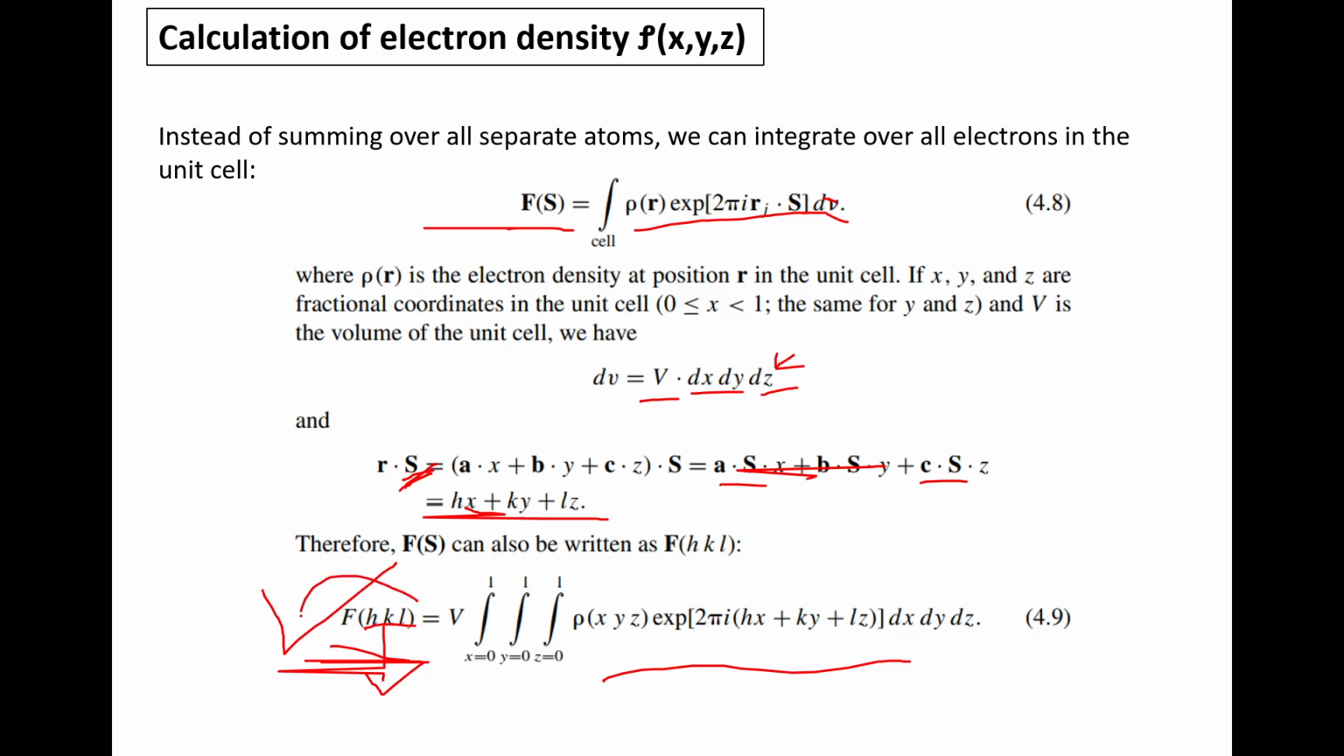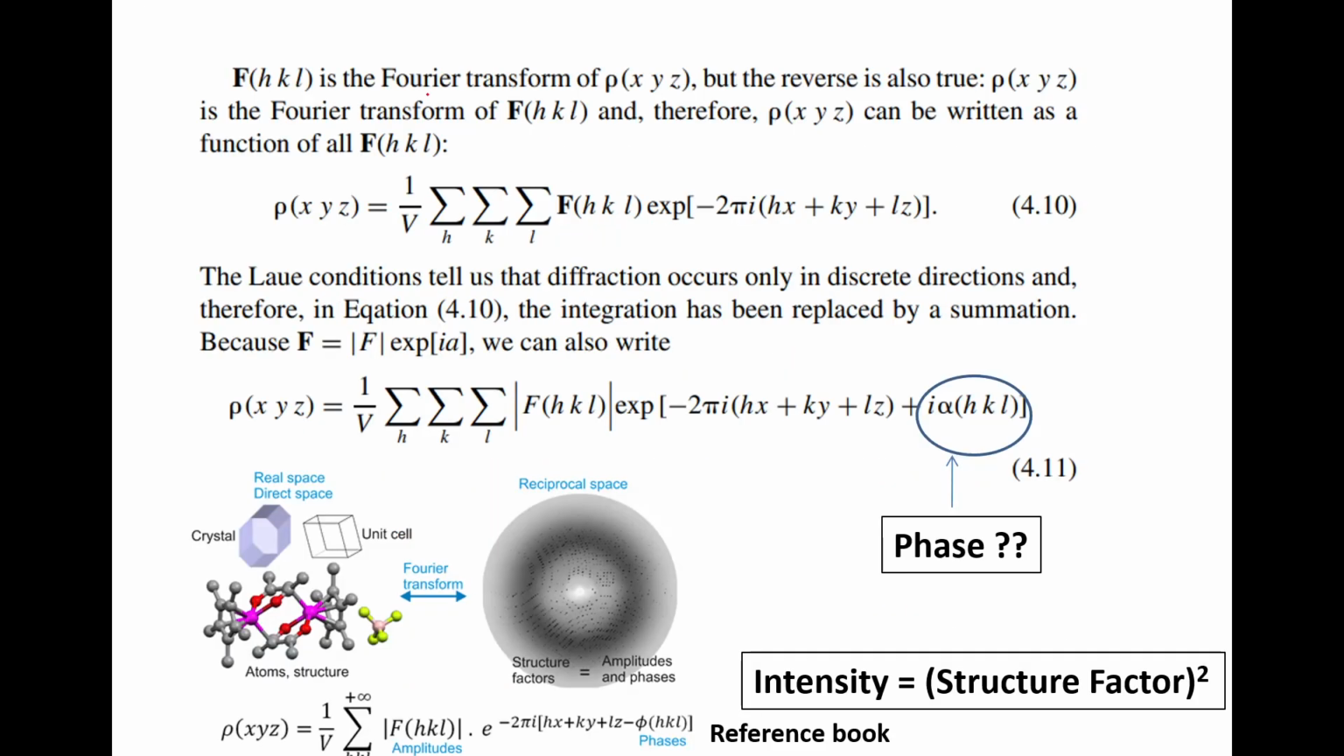But we don't require the structure factor. We require electron density from this. So if we reverse this equation, or actually perform a reverse Fourier transform, you will find that the electron density is 1 by V, sum over HKL of structure factor, exponential to the power minus 2 pi i (hx plus ky plus lz).